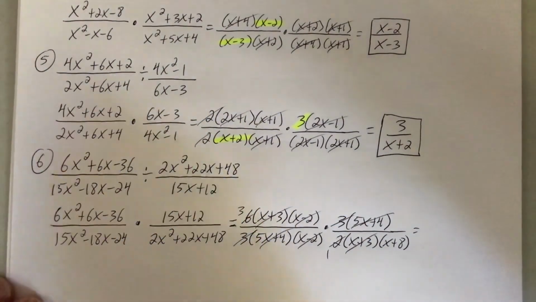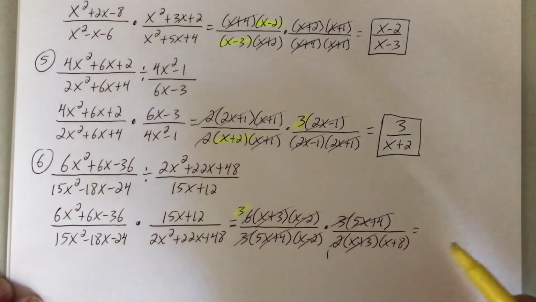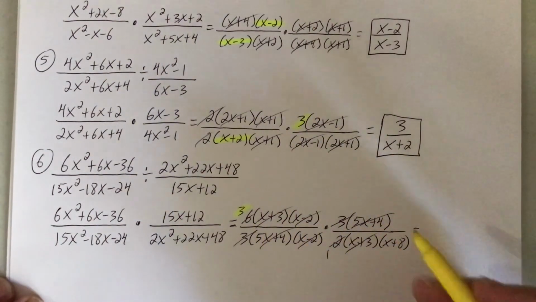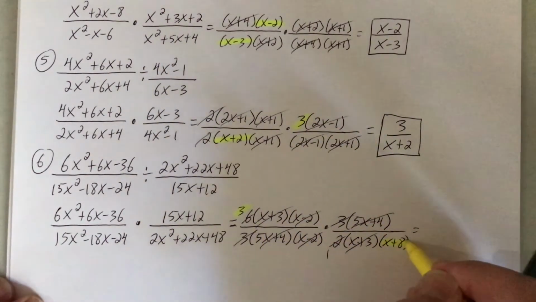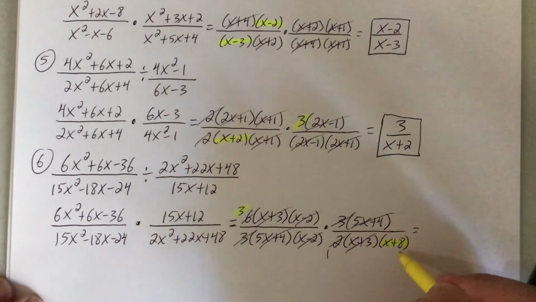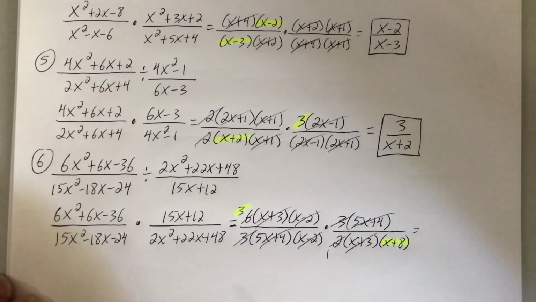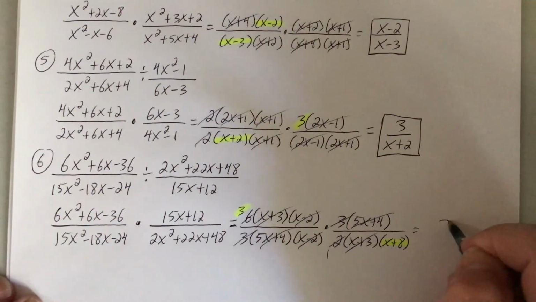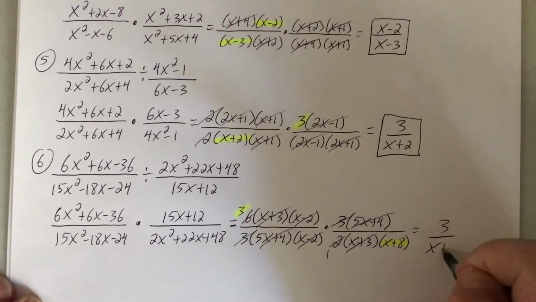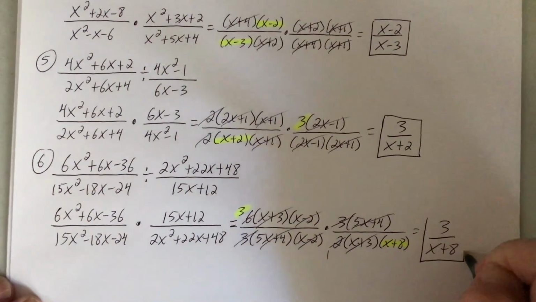So now what do I have left over? I got the 3 up top, and that's it. Everything else crossed out. In the bottom, I have the 1 and the x plus 8. So I don't need the 1 because I already have the x plus 8. I don't need to put the 1 in front of it. So that's just going to leave me with 3 over x plus 8.